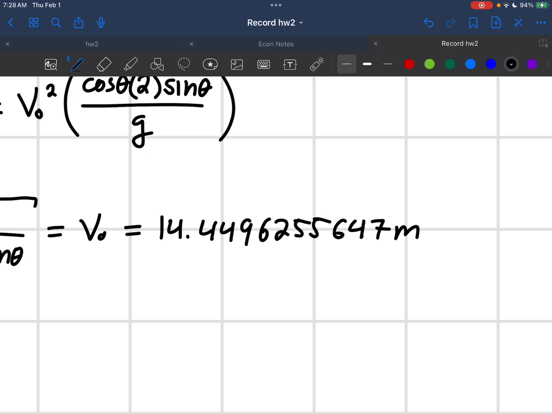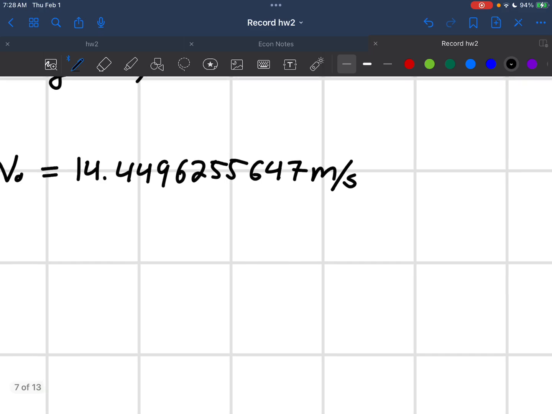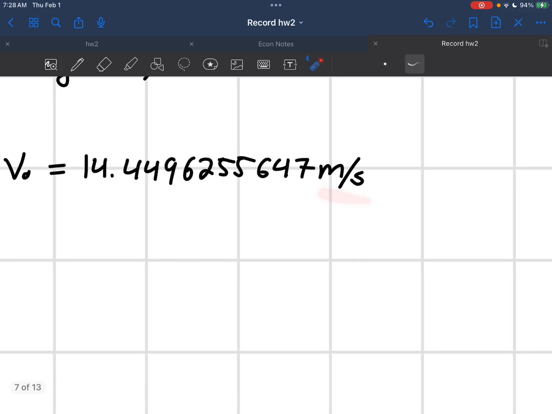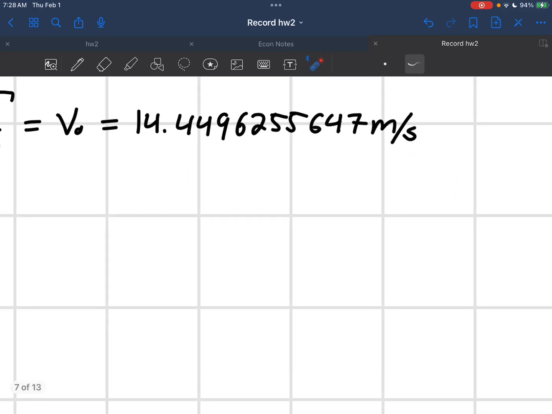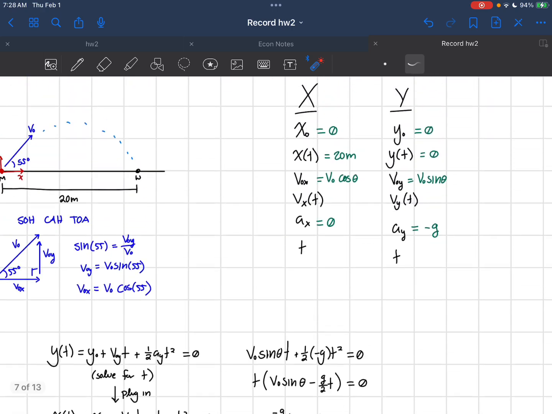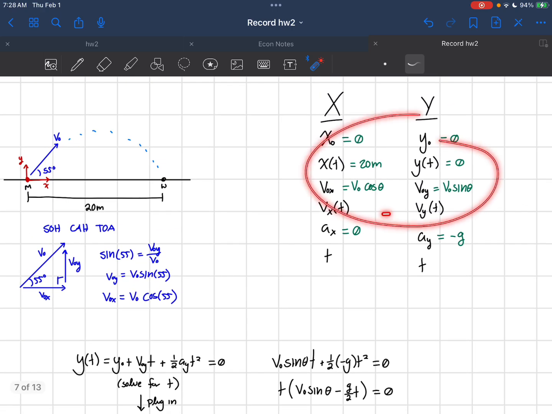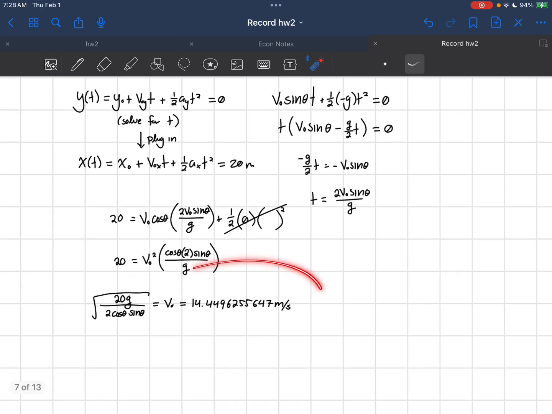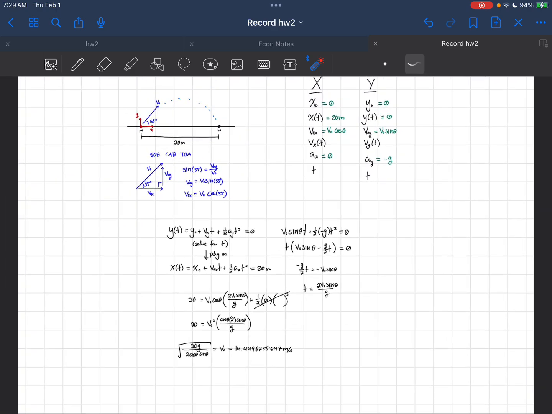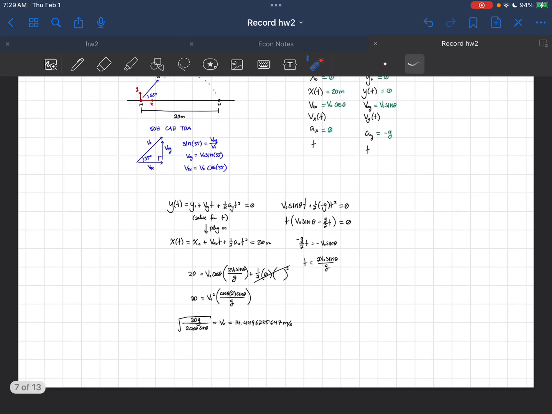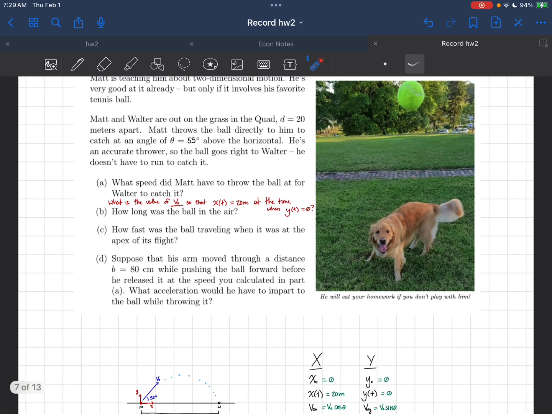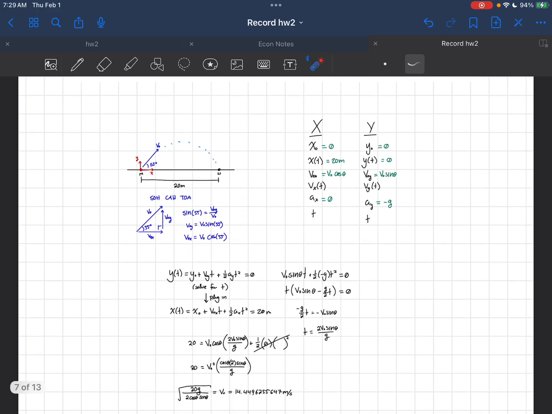14.4496255647 meters per second. My units are important, right? It's a velocity, measured in meters per second. And all of my units at the beginning were already given in base units, so we can just carry everything straight through. So I found my initial velocity so that Walter catches the ball. There's part A. Part B, how long was the ball in the air?